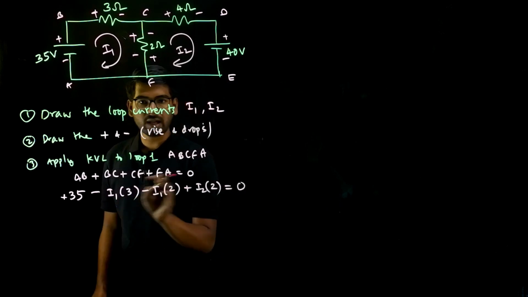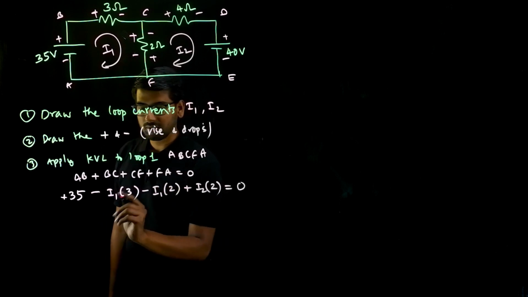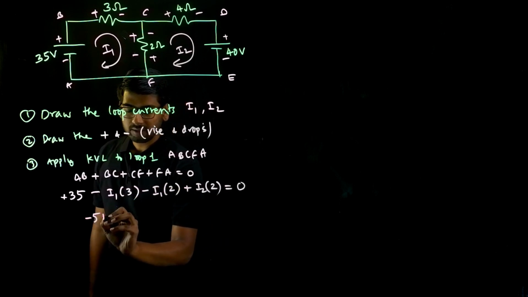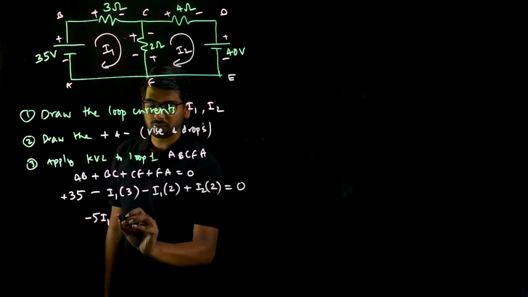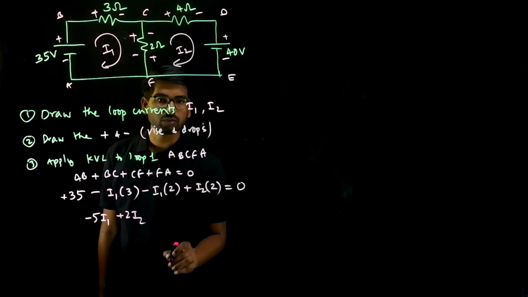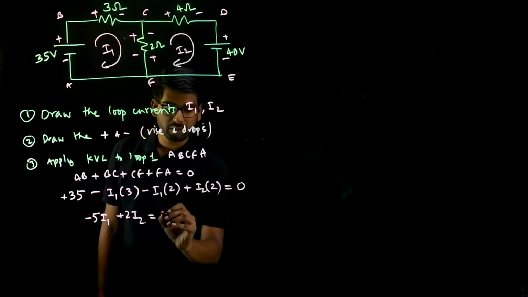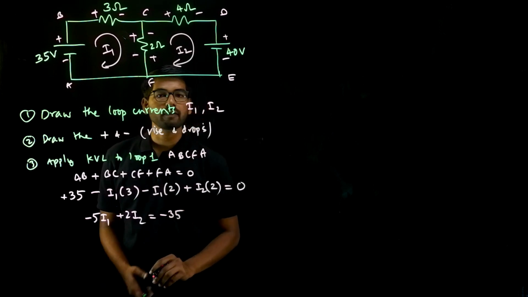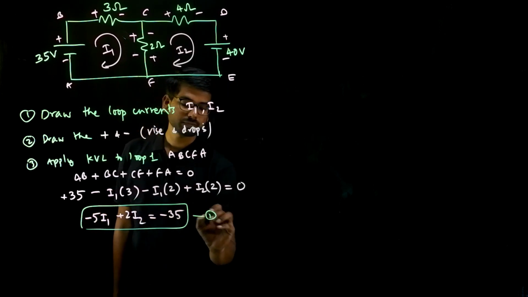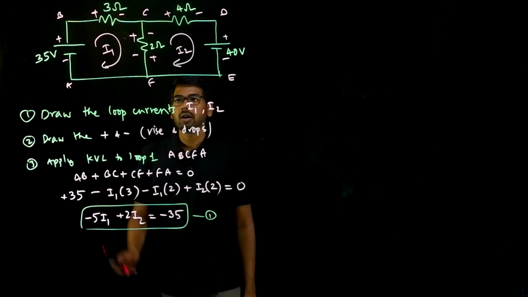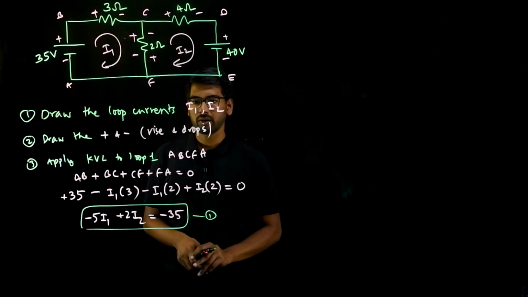So the first I1 terms are, there is minus 3I1, there is minus 2I1, so that will be minus 5I1, right? And I2 terms are plus 2I2 is equal to, if you send this plus 35 to the RHS, it will be minus 35. So this is my first loop equation. This corresponds to loop number 1.